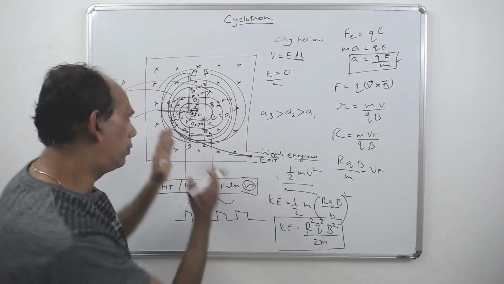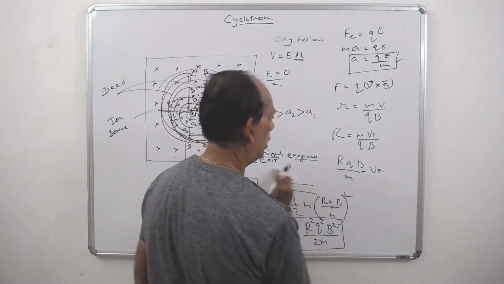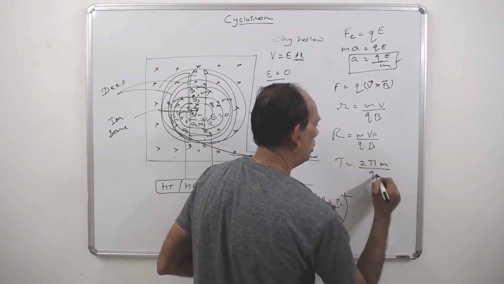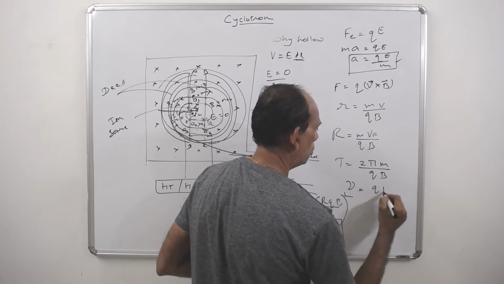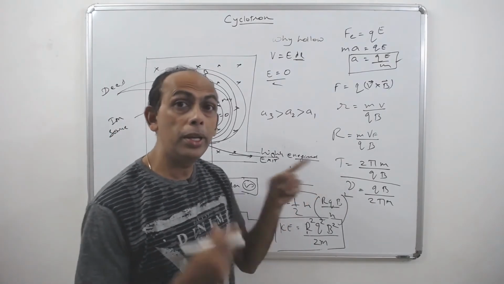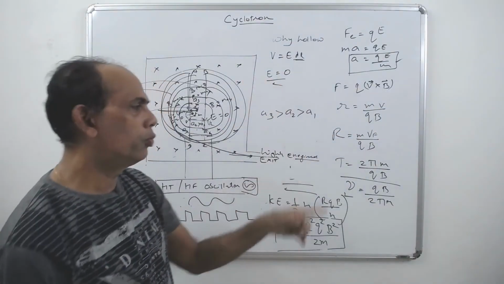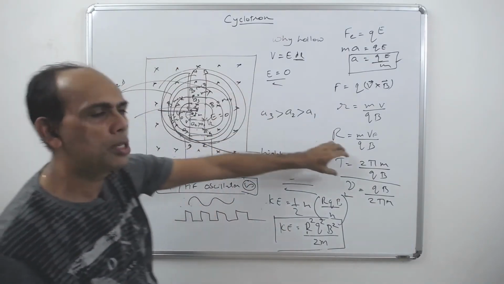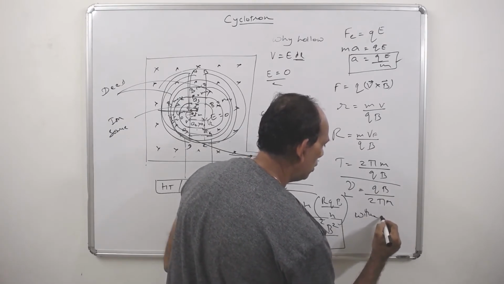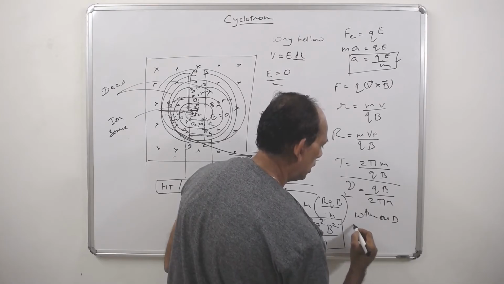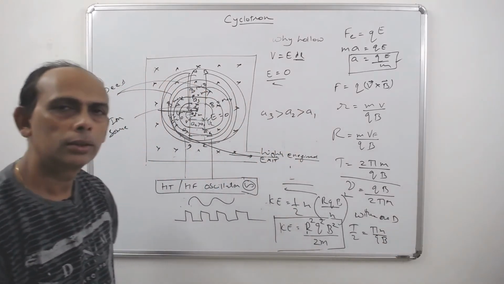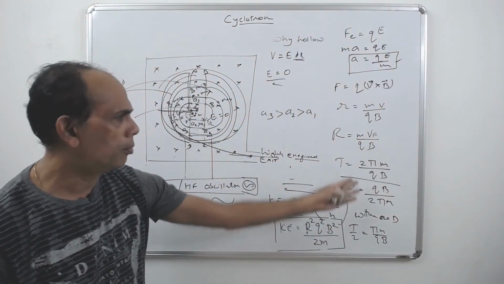Thus, the frequency of this cyclotron: we know T is equal to 2 pi m by qB. So frequency is equal to qB by 2 pi m. This is the time period of taking one full round. Within one D, the time is half. Within one D, the time is T by 2, which is equal to pi m upon qB.